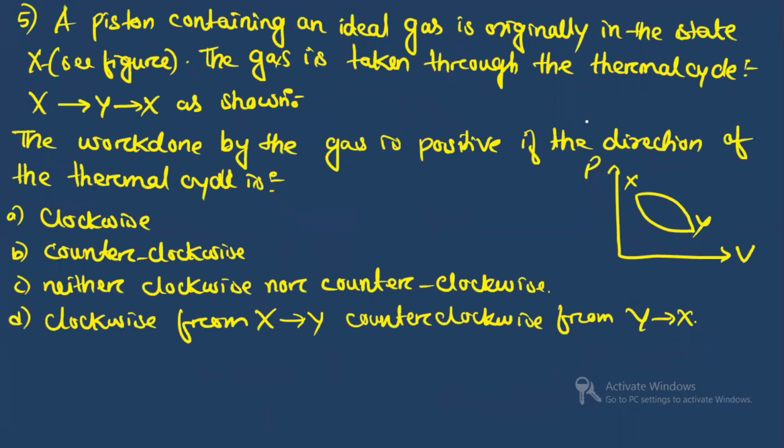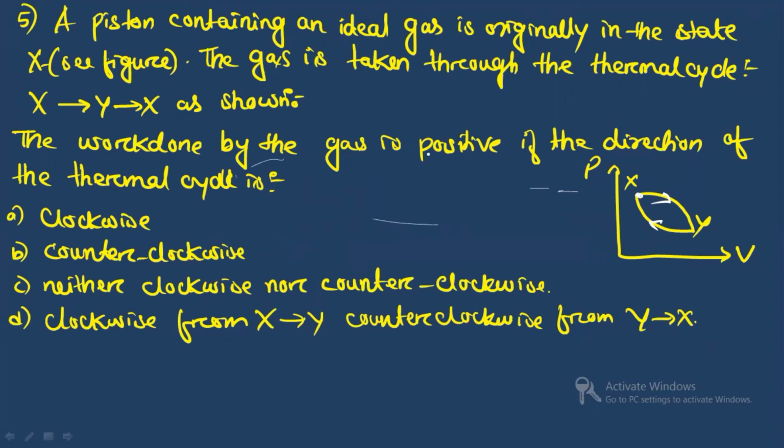Here it is said a piston containing an ideal gas is originally in the state X. The gas is taken through the thermal cycle, coming from X to Y, then Y to X, which is shown in the figure.